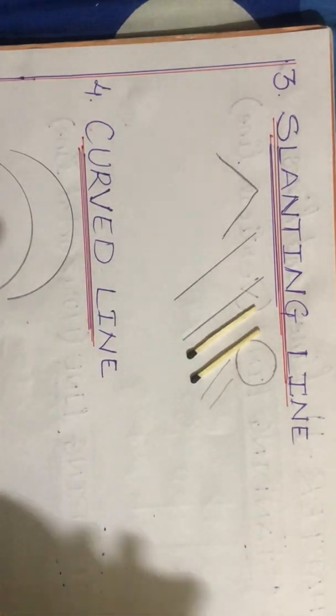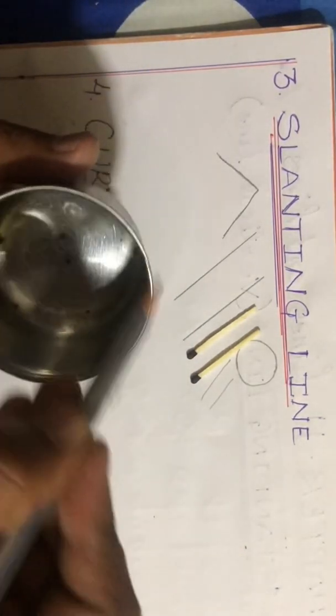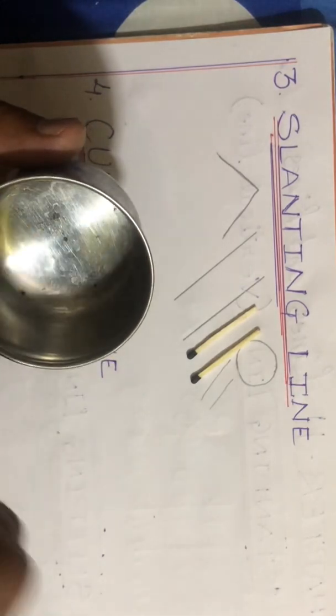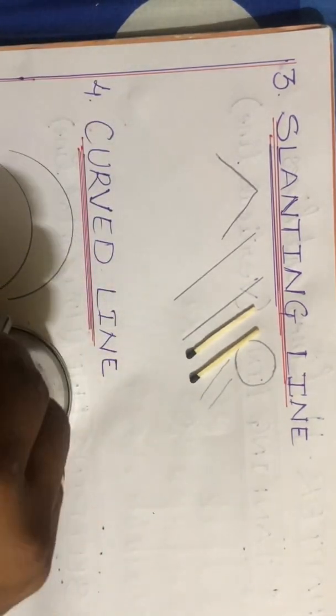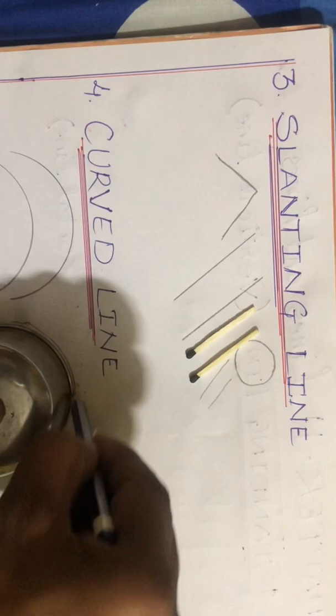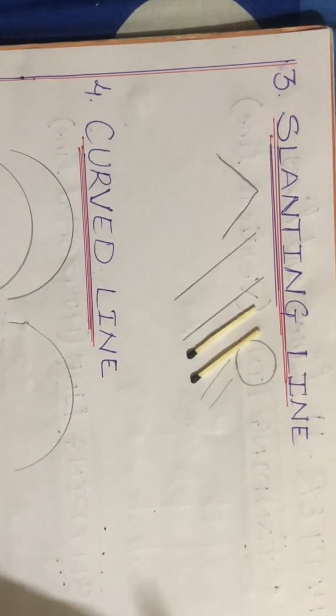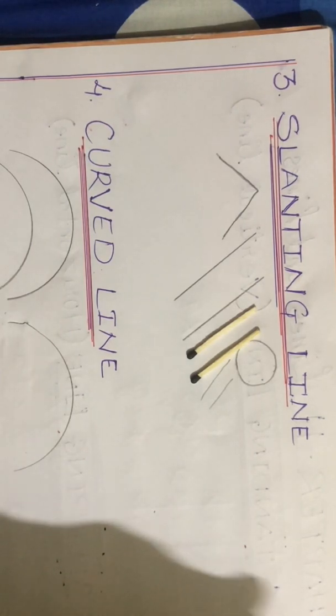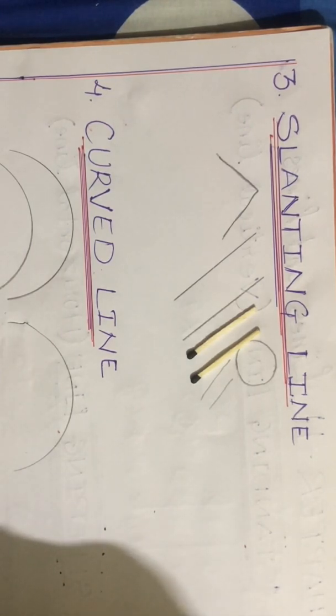Okay, so you can use vessels जो गोल होते हैं, but don't make it full. Okay, पूरा मत बनाना. See, one more I will do. So this is called curve line. So these are the 4 types of line which we are going to learn in this chapter. Okay, bye, take care.